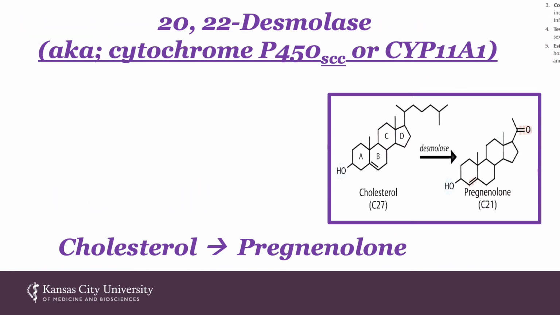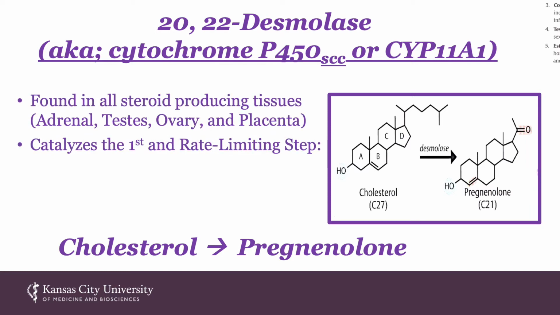So here are the synonyms of desmolase. 20,22 desmolase, also called cytochrome P450 SCC, which stands for side chain cleavage, also known as CYP11A1. This enzyme is found in all steroid-producing tissues, including adrenal glands, testes, ovary, and placenta. It catalyzes the first and rate-limiting step in the conversion of cholesterol to steroid hormones through an intermediate called pregnenolone. It's regulated by ACTH.